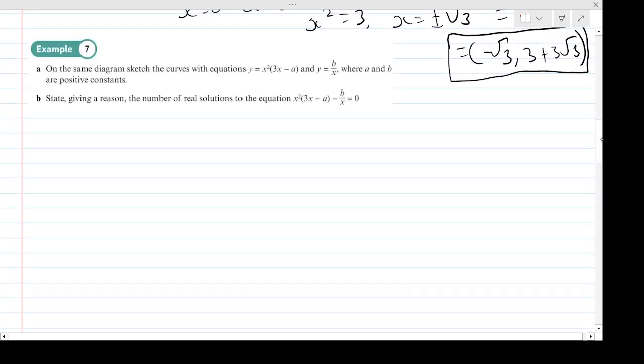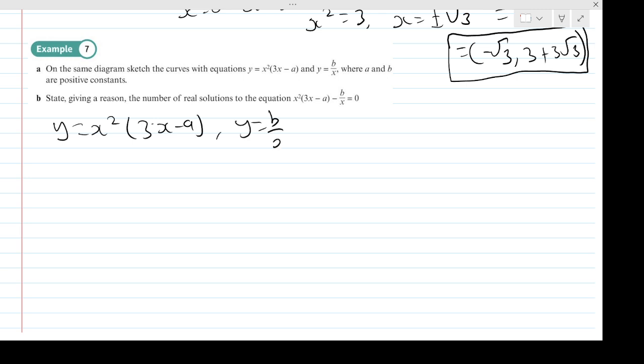Let's have a look at this example then. Next example, on the same diagram again, sketch these curves. y is x squared times 3x minus a, and y is b over x. Okay, the first thing to note is there are some unknown letters here, a and b, but hopefully you recognise we're dealing with a cubic in the first one because we get 3x cubed actually, and here it's just a reciprocal, 1 over x.